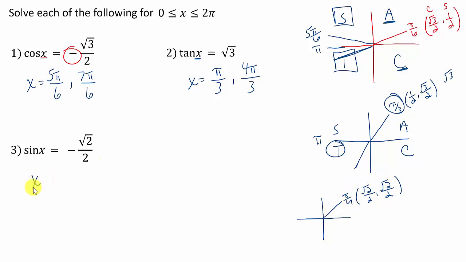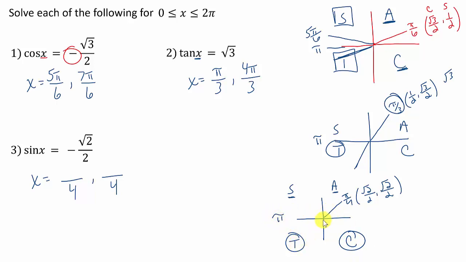So I know that all of my answers are going to have a 4 on the bottom. This is negative though. Again, everything in this quadrant is positive. All students take calculus. I want sine to be negative. So in this quadrant and this quadrant, sine would be positive. So we are looking for the angles in this quadrant and this quadrant. And again, this is pi.